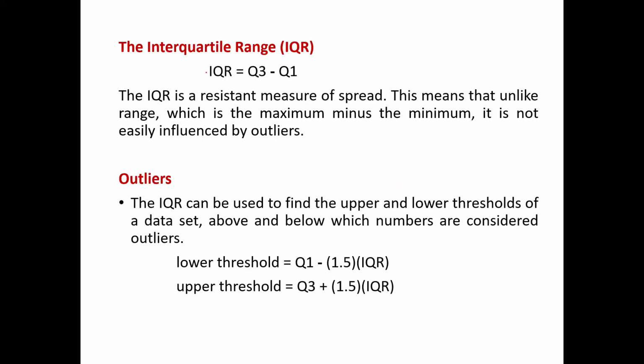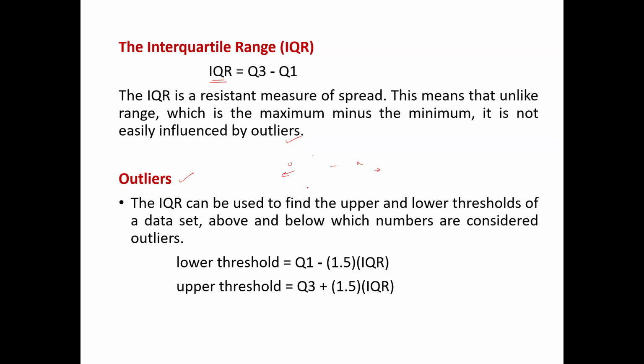The next more important one is IQR, that is interquartile range. It is a resistant measure of spread. This means that unlike range, which we discussed in the last session, which is maximum minus minimum, it is not easily influenced by outliers. So what are outliers? Is it important in a data set to find outliers? Yes, of course. In a given data set, there may be a range from 0 to some n number. We may come across outliers, either below the data or above the data.